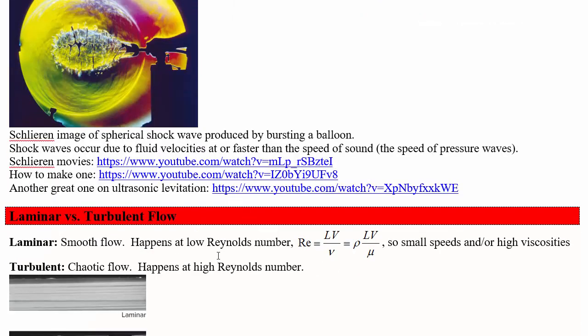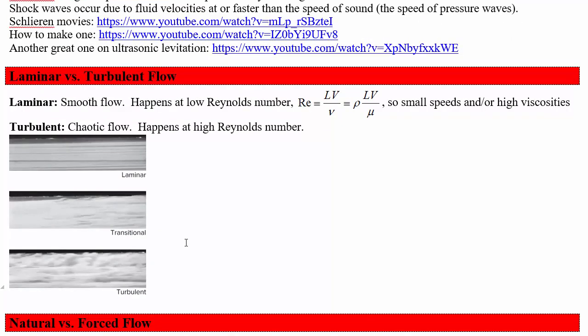Next is laminar versus turbulent flow. This is going to be very important later on in the course. Laminar is smooth flow. This happens at low Reynolds number. This is another thing that's going to be very important. Reynolds number is the ratio of the length scale times velocity scale of the fluid divided by its kinematic viscosity, which is the dynamic viscosity divided by density.